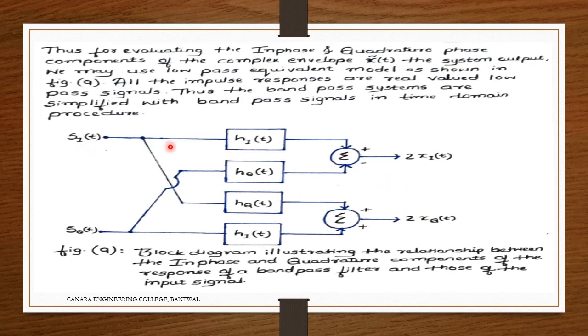You can see s I of t multiplied with h I of t and h q of t. One component is with respect to the in-phase, another with respect to the quadrature phase. Then x q of t, the quadrature phase, is related to the in-phase component of the input and to h I of t. The minus symbol represents what we have derived. In short, this block diagram illustrates the relationship between the in-phase and quadrature-phase components of the response of the bandpass filter and those of the input signal. This is the system and this is the input. When we merge them, we can differentiate the in-phase and quadrature-phase components.